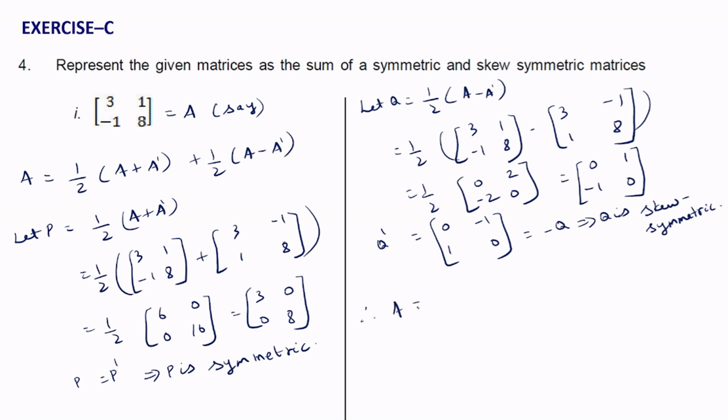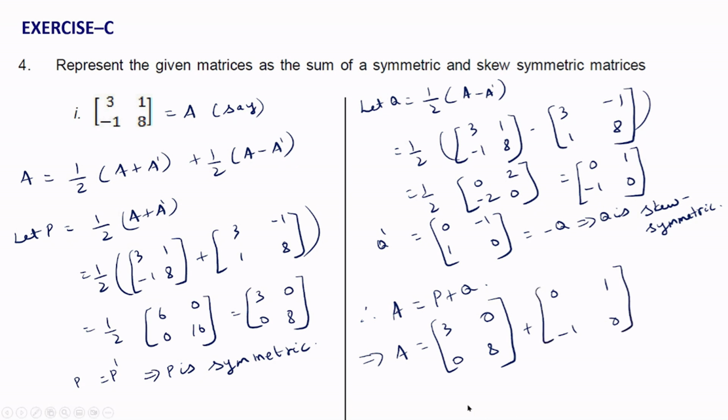Therefore, A equal to P plus Q implies A equal to P, which is [3, 0; 0, 8], plus Q, which is [0, 1; -1, 0]. If we add these two, we will get A. This is symmetric and this is skew symmetric.